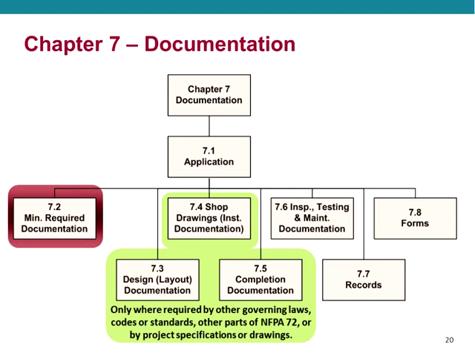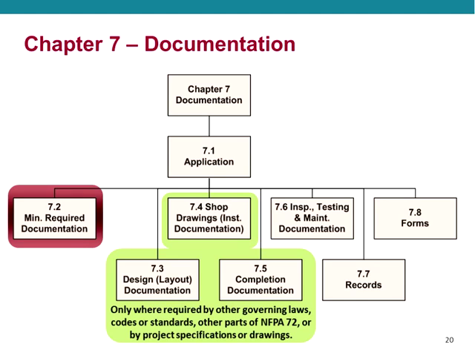Whereas shop drawings and design layout documentation and completion documentation may be required by other codes, laws, standards, or parts of this code. Now keep in mind that some local building codes and other codes do require many different types of documentation, and they have to be submitted to the authorities and to the owner at the end of the project. So keep in mind that this document, or NFPA 72, may not require documentation like shop drawings, but other codes and standards will for the most part.